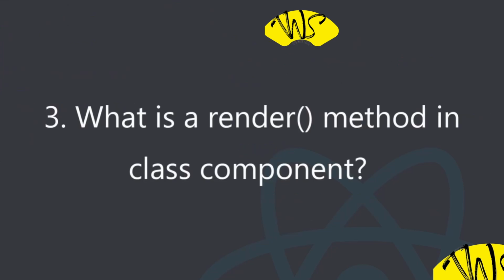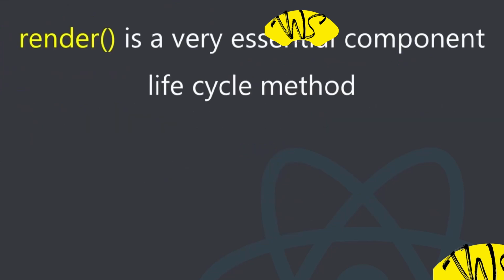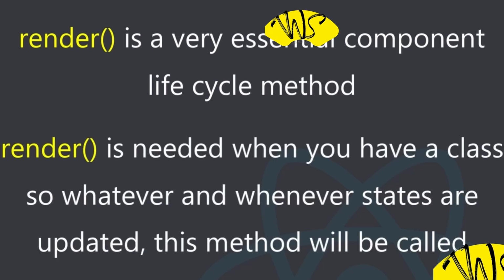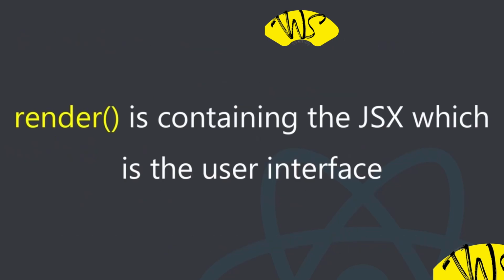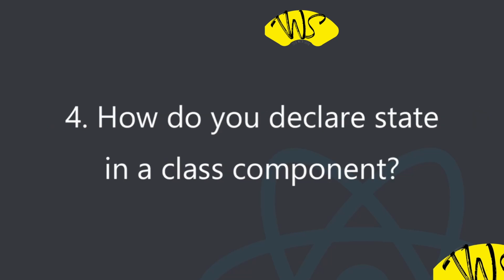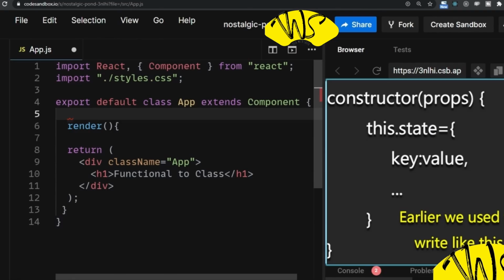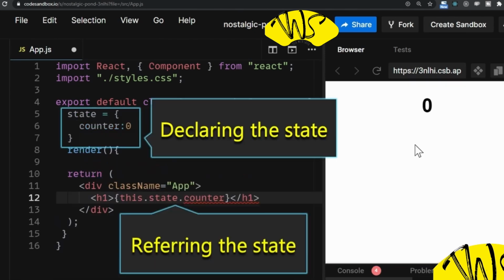The third question is: what is a render method in a class component? So render is a very essential method. In fact, it is a component lifecycle method, and that's the topic which we are going to see next. But render is needed whenever you have a class. Whenever states are updated, the render method is called, and render contains the JSX, which is actually the user interface. The fourth question is: how do you declare state in a class component? So this is how we did it. When it comes to taking a class and using a state, we take the object literal and we define multiple states.